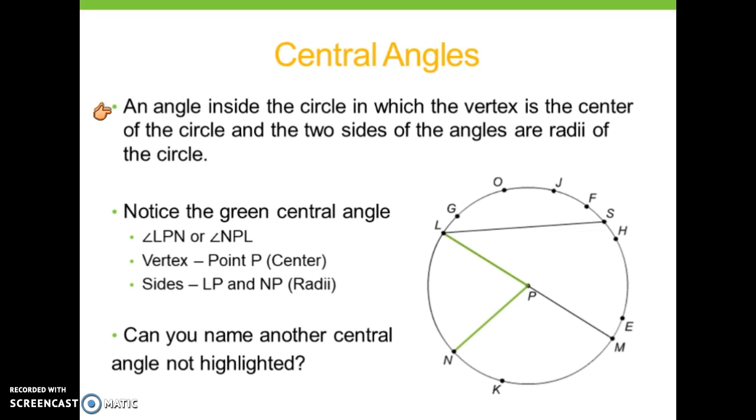Central angles. An angle inside the circle in which the vertex is the center of the circle and the 2 sides of the angle are radii of the circle. So again, we highlighted the central angle here in green. Notice the green central angle. It could be called angle LPN or NPL. Remember, the vertex goes in the center. So since P is the center of the circle and LP and NP are radii, they go from the center to a point on the circle, then this angle here is called a central angle. Can you name another angle, not central angle, that is not highlighted?